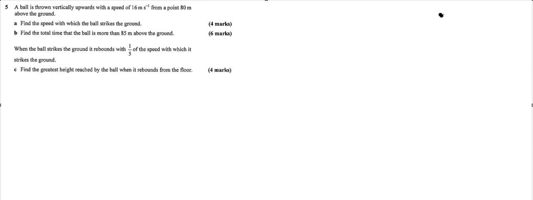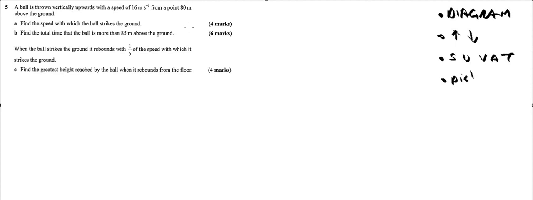Every time we do a question, first thing we're going to do, we want a diagram. Okay, when we've done a diagram, we're going to pick the direction we're resolving in. Once we have picked the direction we're resolving in, then we are going to use SUVAT to work out what we've got, and then we will pick an equation and solve.